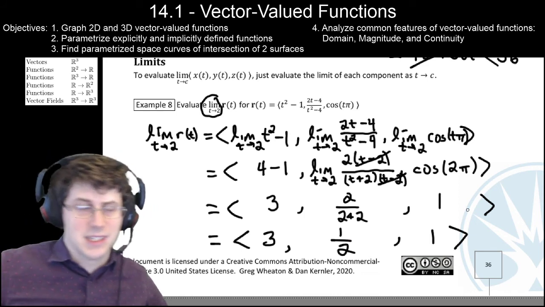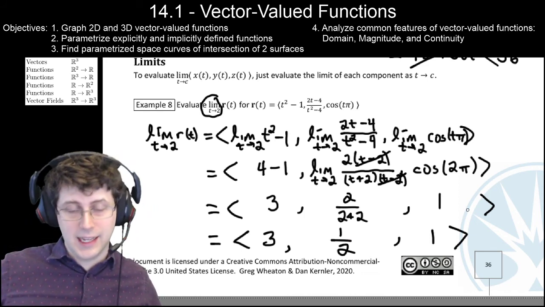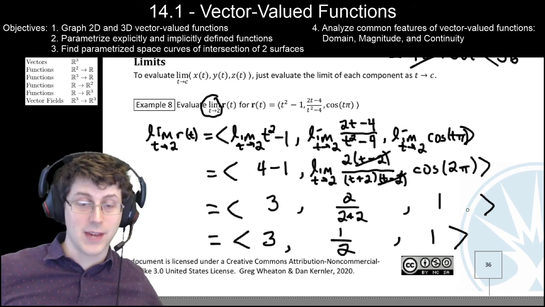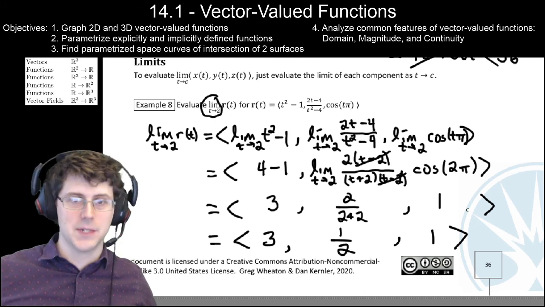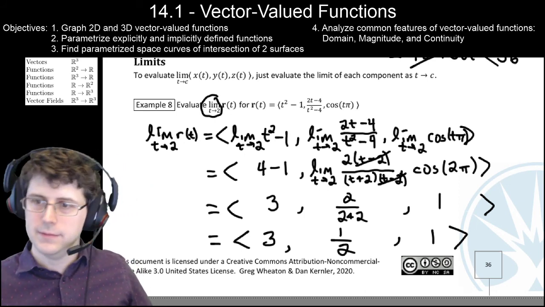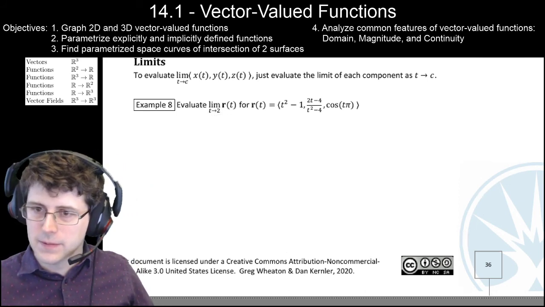So we handle limits the same way we handled them in older calculus classes. You just plug the number in if you can, and if you can't, you do some manipulations that will allow you to plug the number into the result. On to the last page.